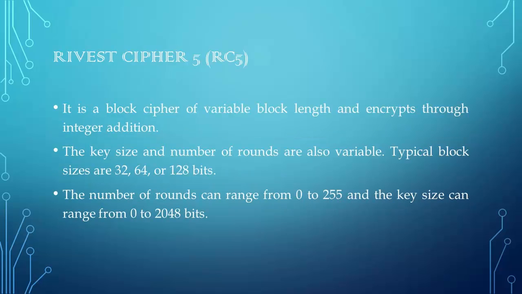And the last cipher I'll be touching on is the Rivest Cipher 5. RC5 is a block cipher of variable block length and encrypts data using integer addition, the application of a bitwise exclusive or, and variable rotation. The key size and number of rounds are also variable. Block sizes for this cipher include 32, 64, and 128 bits. The number of rounds can range from 0 to 255, and the key size can range from 0 to 2048 bits.